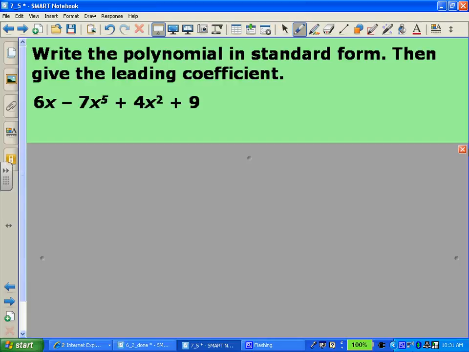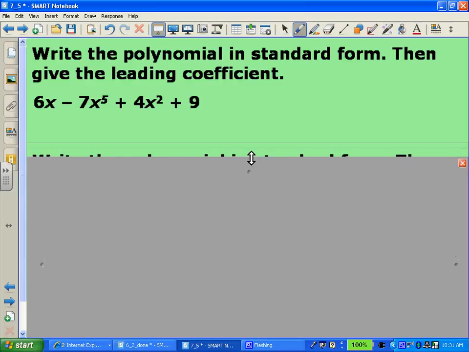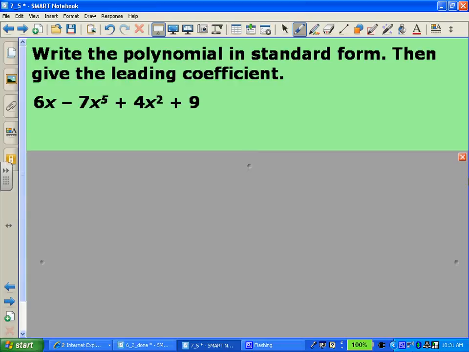Now, let's work on writing these in standard form. Remember that when we're doing standard form, we're just going to have one variable, and we want to write it from greatest degree to smallest. So here I have 7x to the fifth, negative 7x to the fifth. So it's going to go first because it's the highest degree.